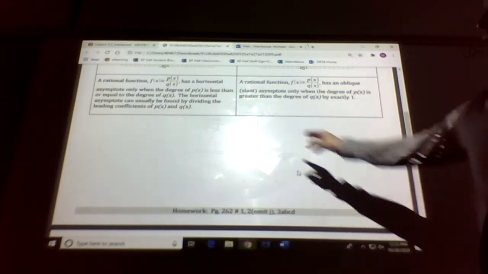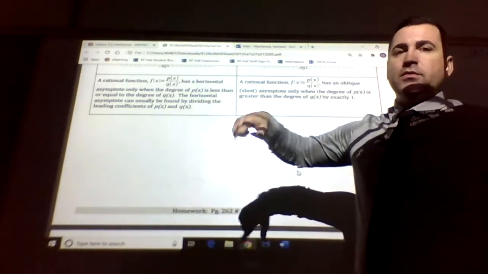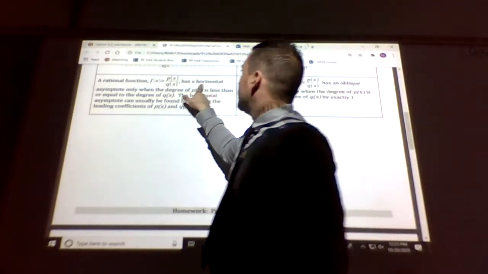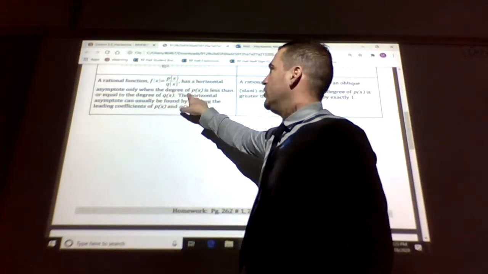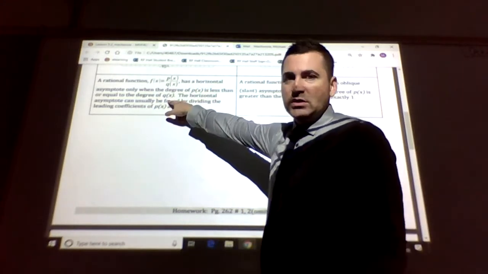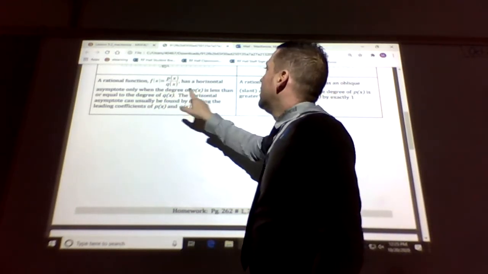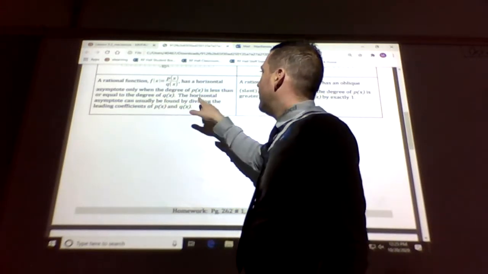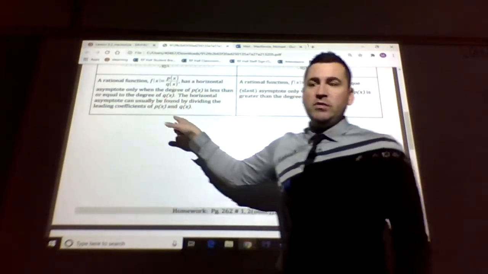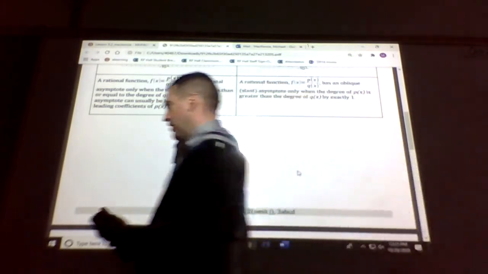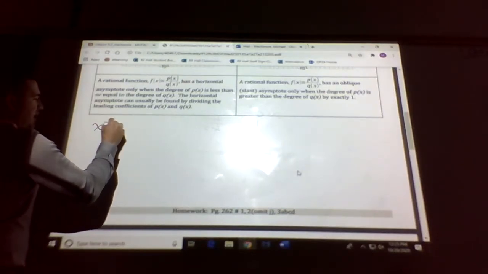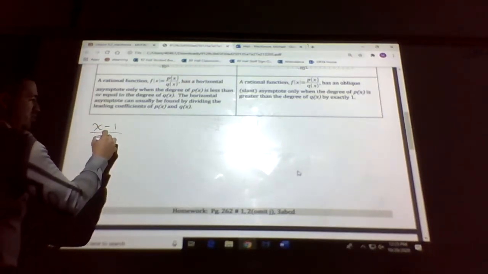Okay, so now we're talking about the horizontal one. I kind of showed you the previous one had a horizontal asymptote, but now we're going to go through it. The horizontal asymptote exists only when the degree of p of x is less than or equal to the degree of q of x. I'll explain that in a minute. The horizontal asymptote can usually be found by dividing the leading coefficients. It's always going to be the case for us. So for instance, in my previous example, I had x minus 1 over x minus 2.